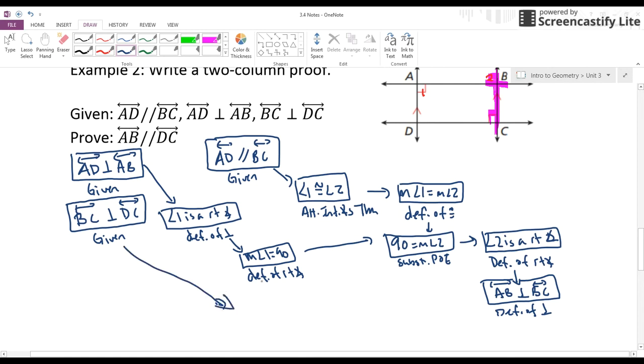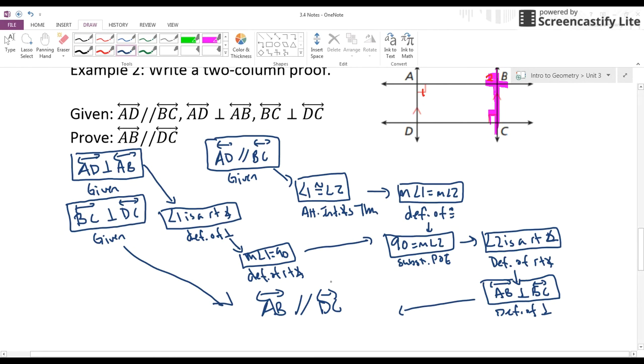So since we have two 90-degree angles, what we can say now is we can put it all together and, oops, let me clear that up a little, and say, now that I've got two lines that are perpendicular to the same transversal, AB is parallel to DC. So again, you can see it's that BC that repeated. BC right here, BC right here, cut them out. AB is parallel to DC.